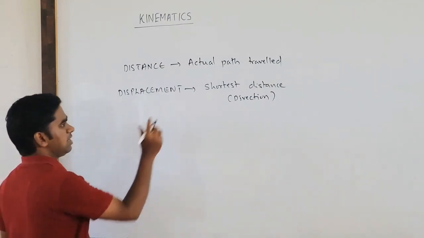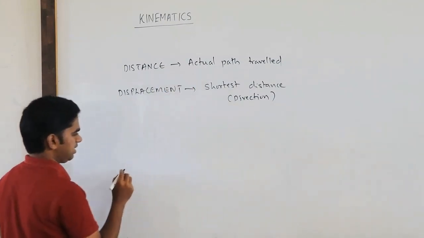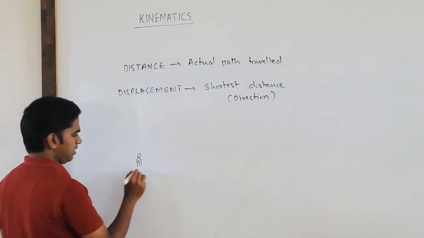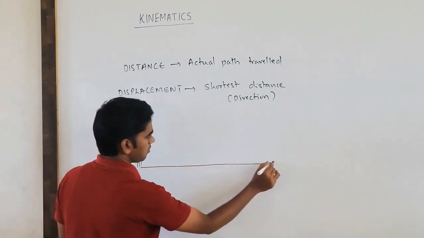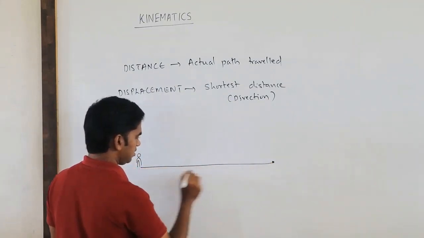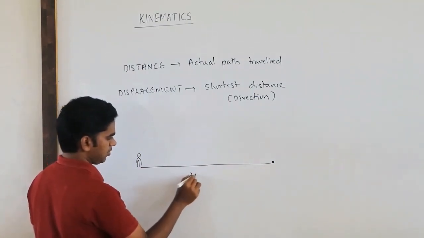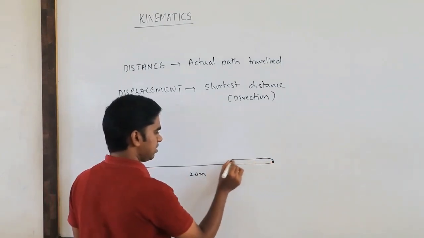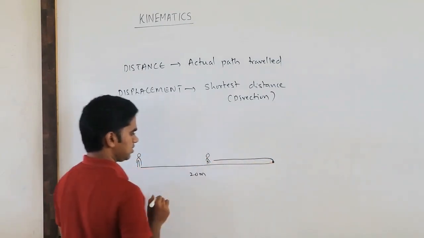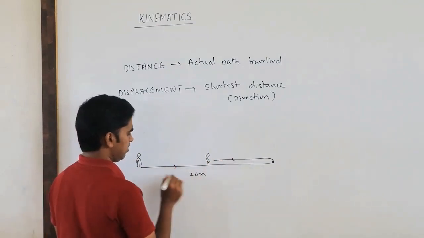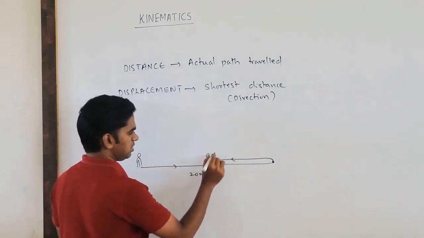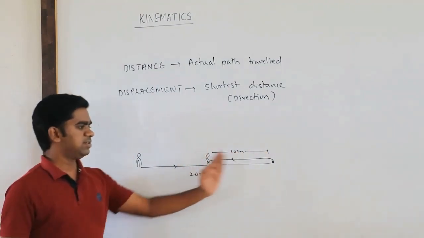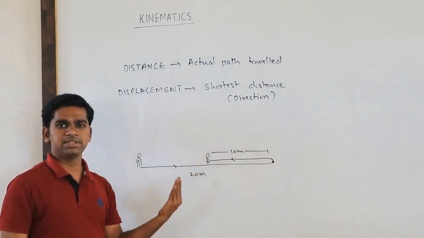You will understand these two by taking an example. Suppose a person is standing here, and he starts walking. He walks till this point, say 20 meters in total from here to here. After 20 meters, he turns back and comes to this point. He is going here and coming back. He traveled 10 meters. So 20 meters he goes in the forward direction, and again 10 meters he comes back.